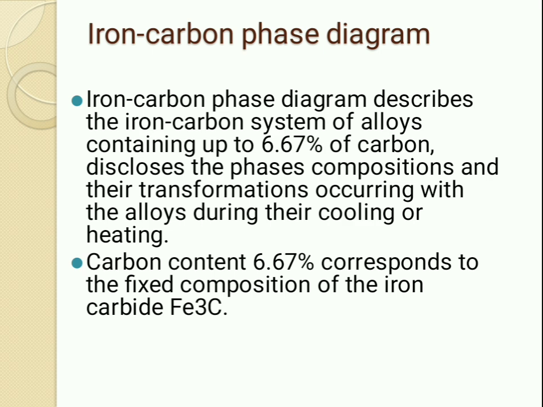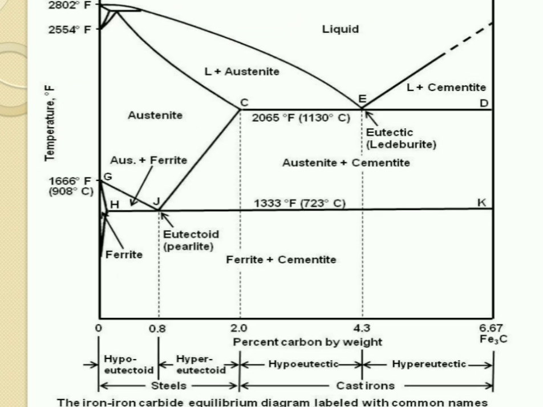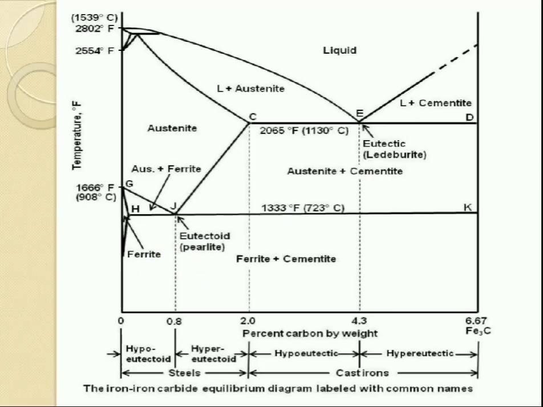Then it discloses the various phases, compositions and the transformations occurring in the alloy during cooling or heating. The content corresponds to the fixed composition. That means at 6.67 percent of carbon, the compound is iron carbide, and the chemical formula for that is Fe3C.